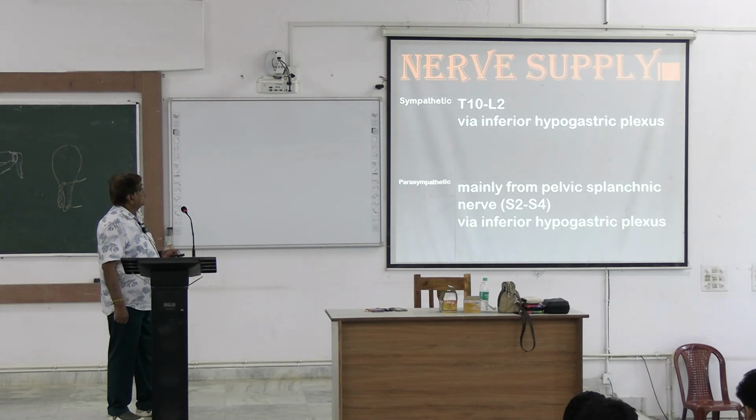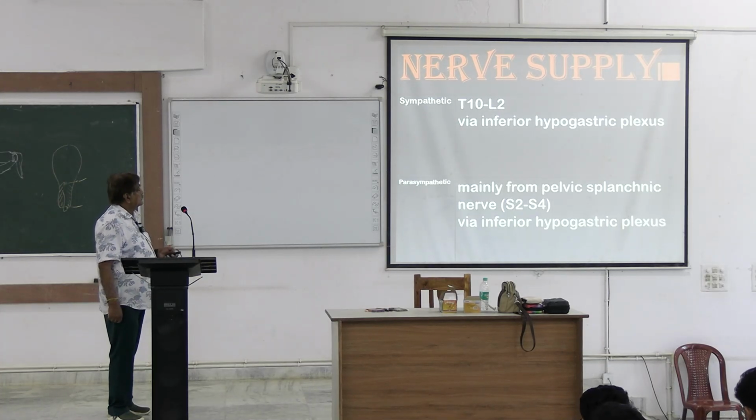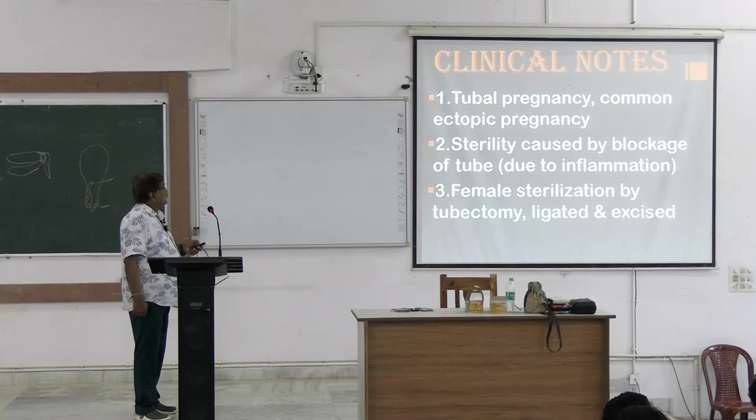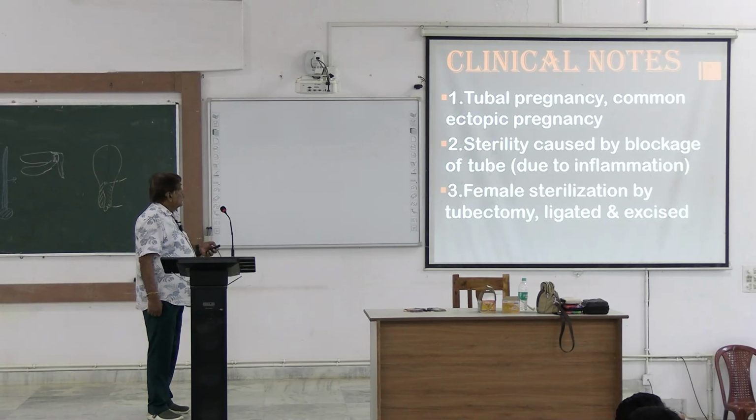Now, nerve supply: T10 L1 via the inferior hypogastric plexus, parasympathetic mainly from pelvic splanchnic nerves S2 S4 via the inferior hypogastric plexus. Now, tubal pregnancy is the common ectopic pregnancy. Sterility is caused by blockage of the tube due to inflammation. Female sterilization is by tubectomy, ligated and excised.